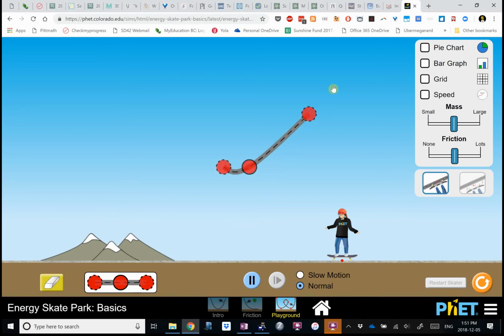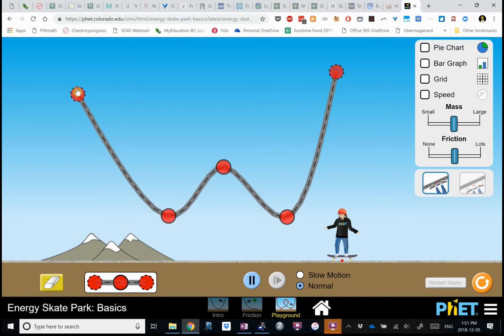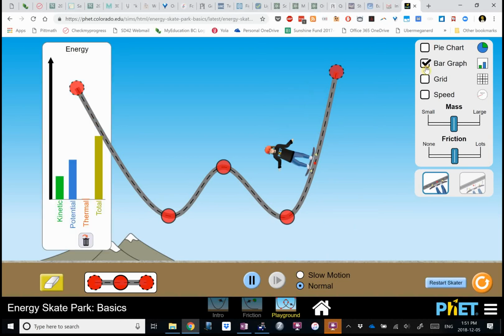So here's a track. And by toggling this button right here, I can glue the skateboard to the track because I have a feeling in real life he might fly off the ramp. So I'm going to glue the skateboarder to the track. But it doesn't matter the path that I take then. If I give them some potential energy, we're good.